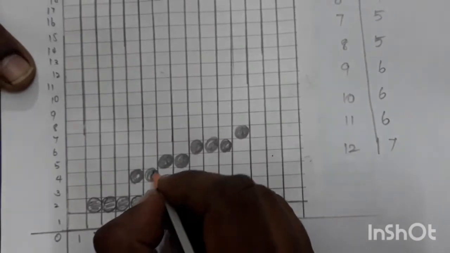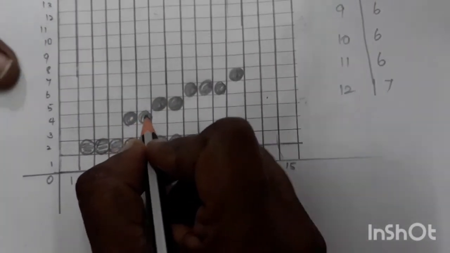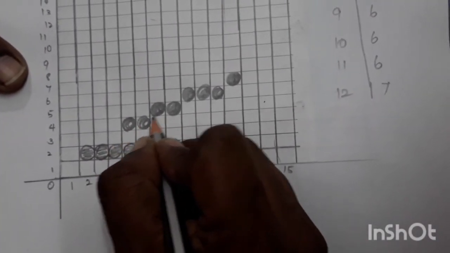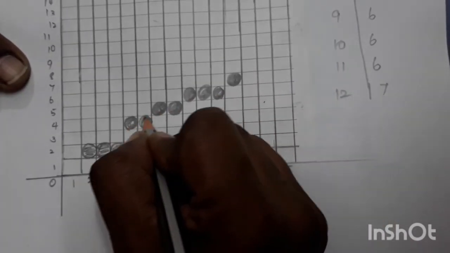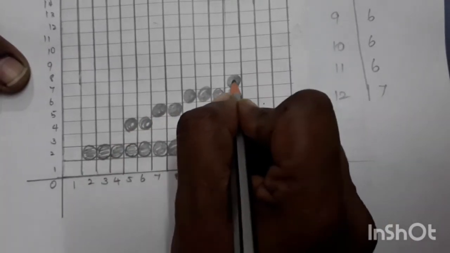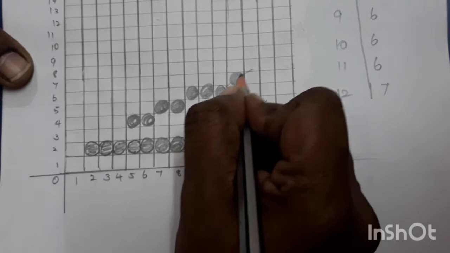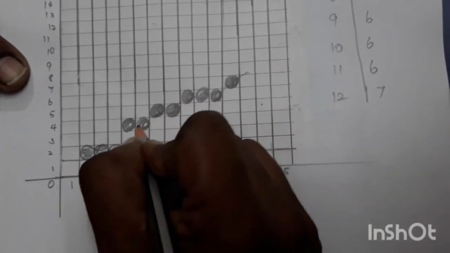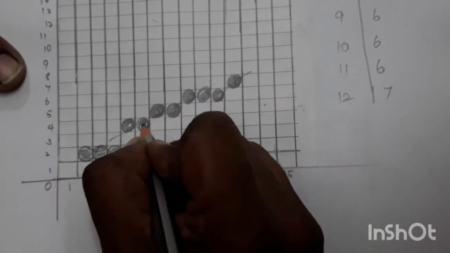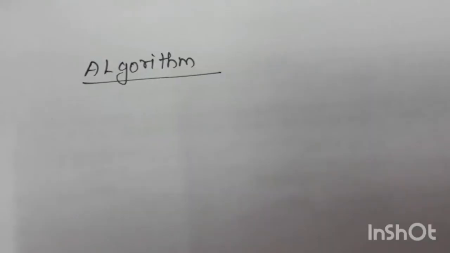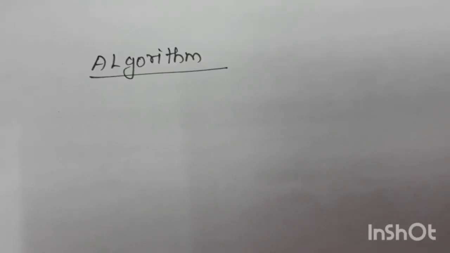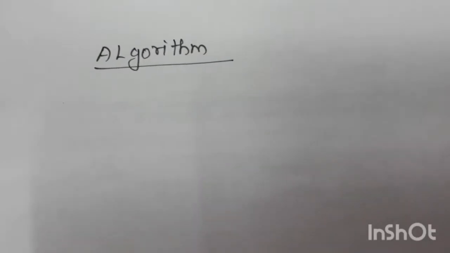See how the line will be. The line does not look like a straight line, it looks like a jagged line. So this is the main disadvantage of this DDA algorithm. Now we'll write the algorithm for this DDA.